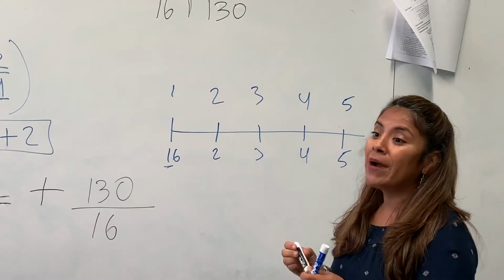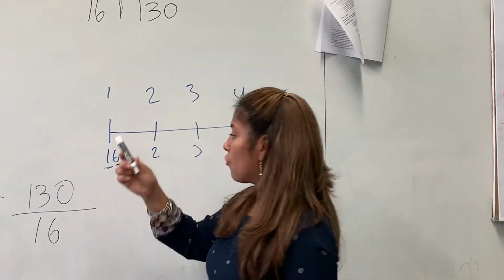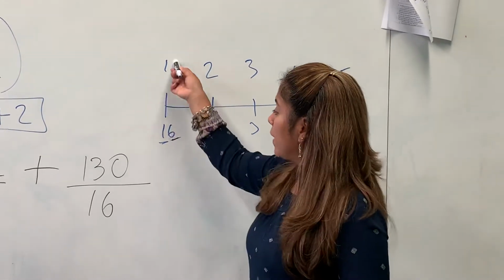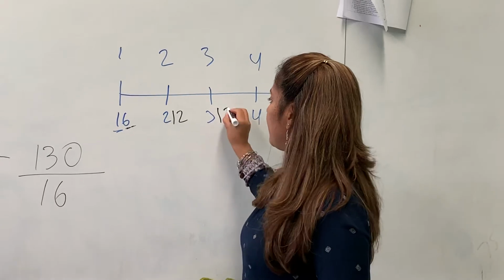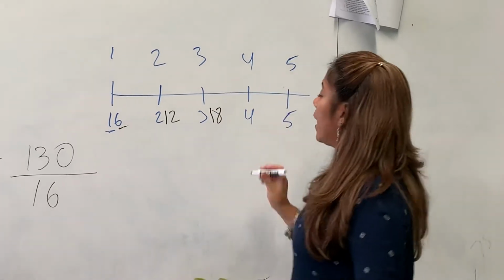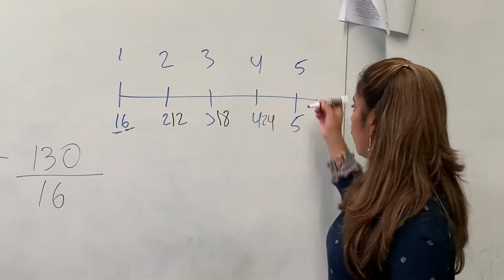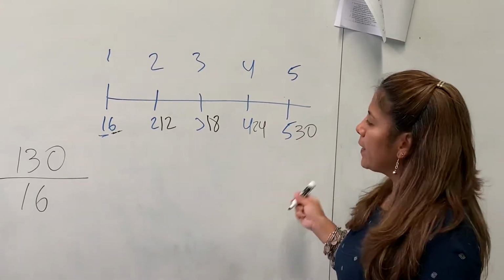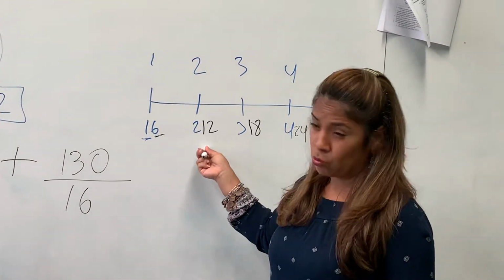So now I'm going to start my times table of 6, and I'm going to write it with a different color. 6 times 1, 6. 6 times 2, 12. 6 times 3, 18. 6 times 4 will give me 24. And 6 times 5 will give me 30. And yes, 1 times 16 is 16. But 2 times 16 is not 212.